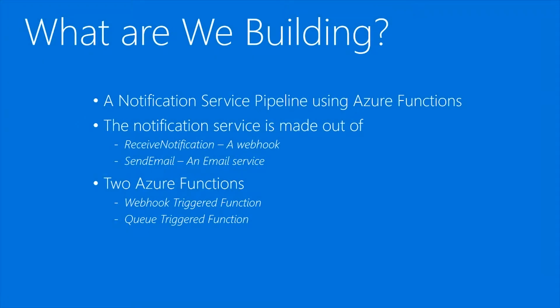The scenario is a simple notification service pipeline where we have two Azure functions working together to act as a function pipeline. This notification service has two functions, a webhook triggered receive notification function and a queue triggered send email function that sends out the notification as an email.